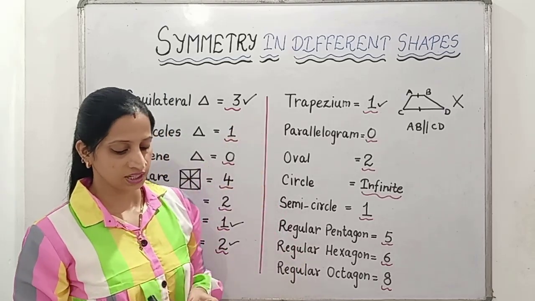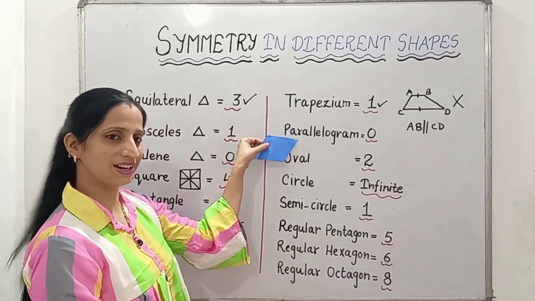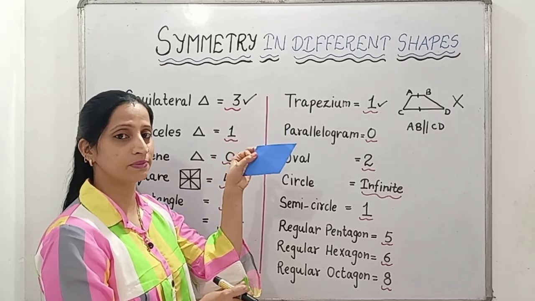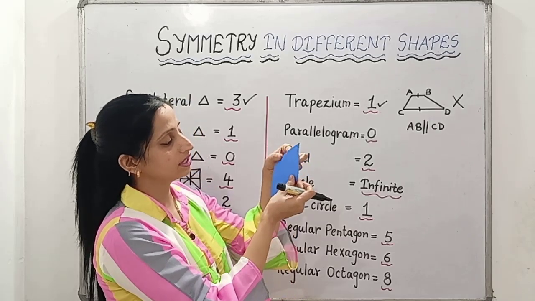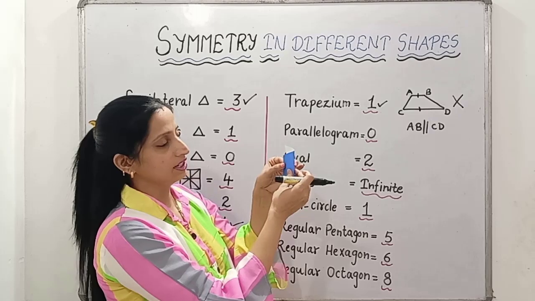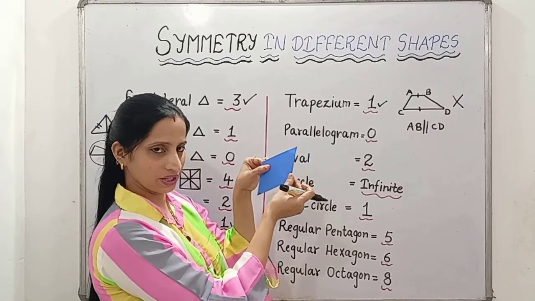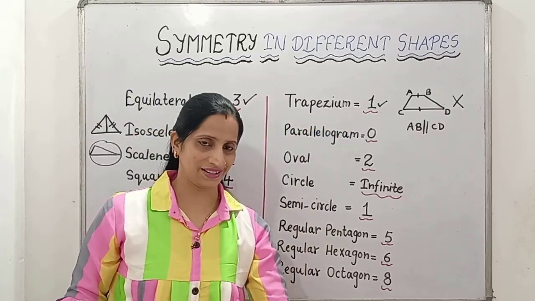Okay. Now, moving on to the next shape, that is parallelogram. So, a parallelogram has no line of symmetry. It's not possible to divide it in 2 equal halves. Either we do it horizontally or we do it vertically, both the halves will not exactly cover each other. Okay. So, in a parallelogram, 0 lines of symmetry.